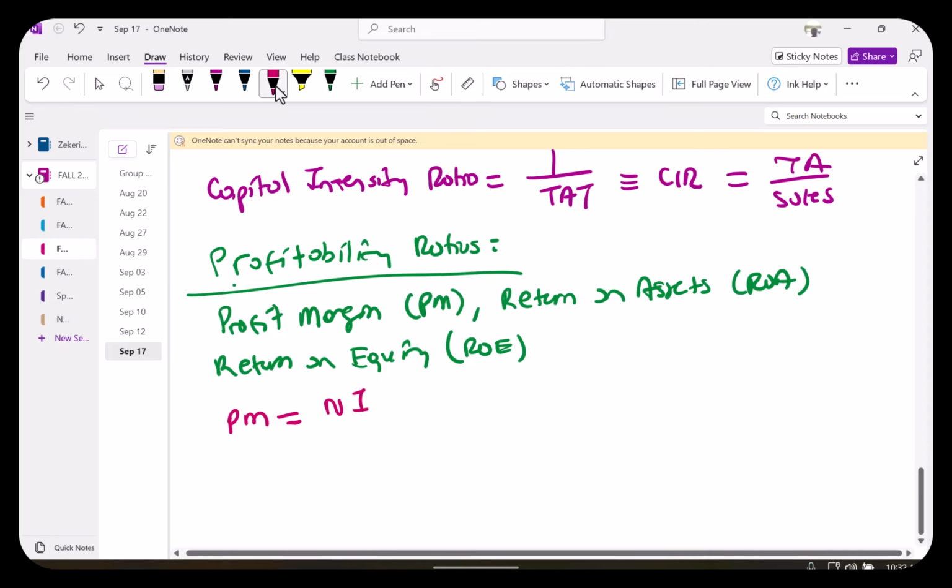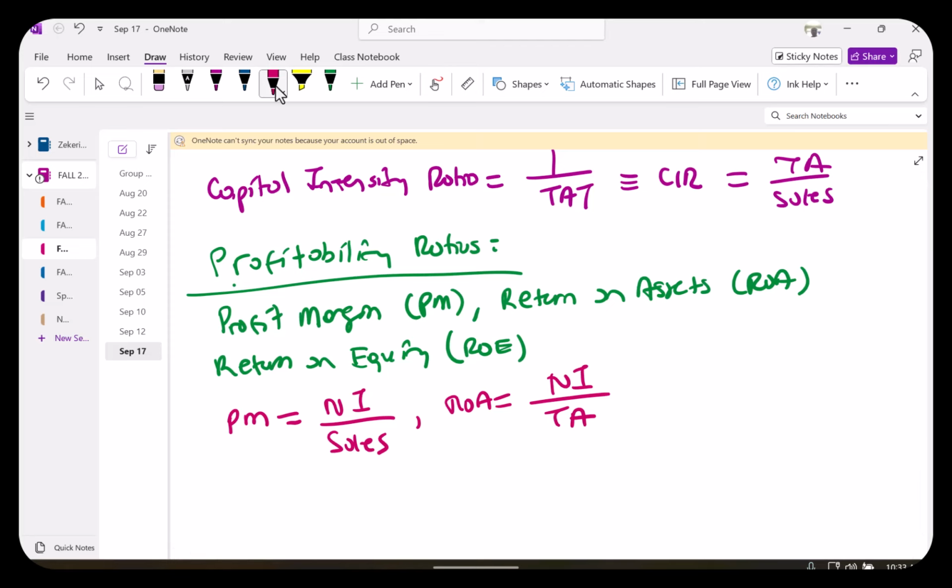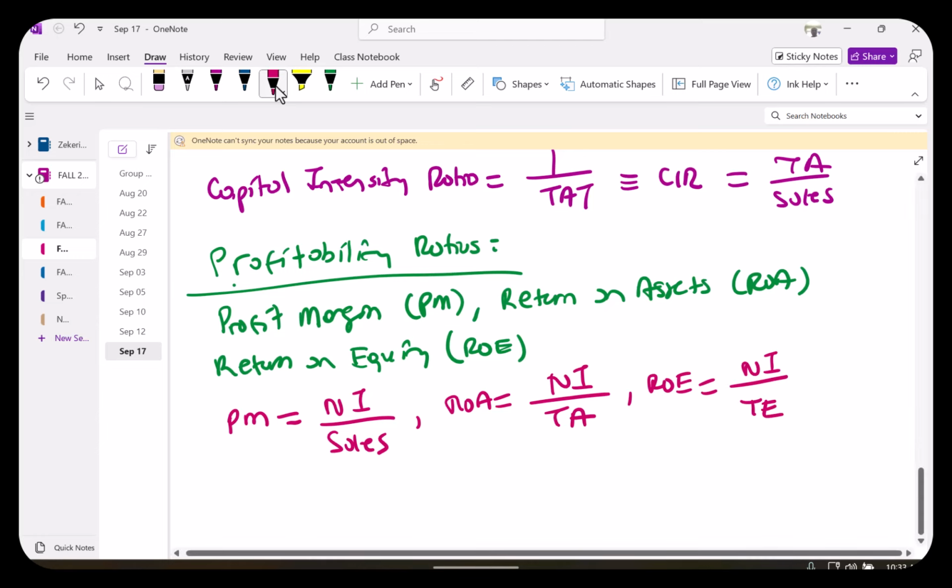PM is net income over sales. So out of $1 of sales, how many cents do I get to keep after everything: regular costs, operating costs, interest, and taxes. ROA is net income divided by total assets. This is a measure of how much money I'm generating per dollar invested into the company, not just my money but creditors' money as well. And ROE is net income divided by total equity.